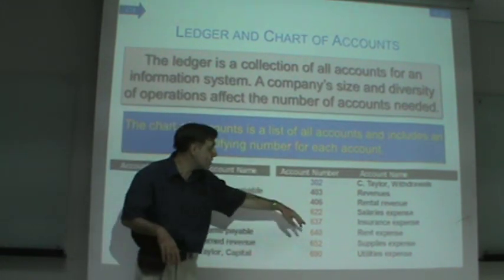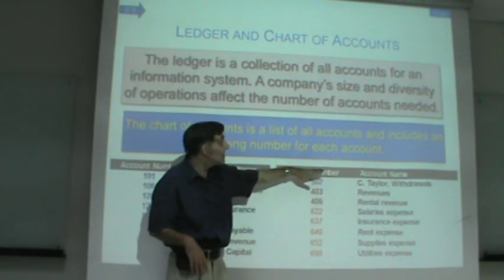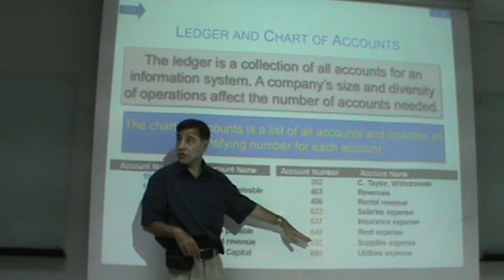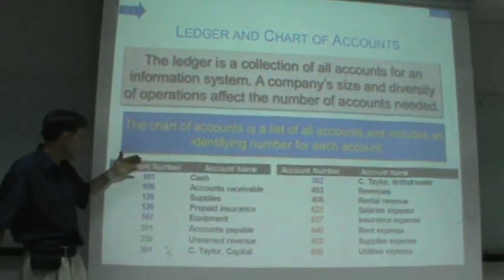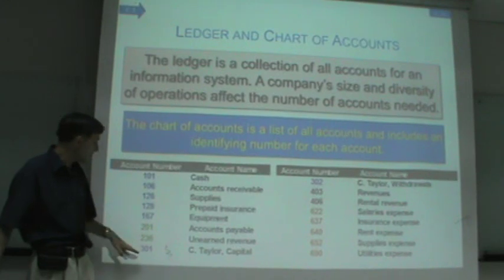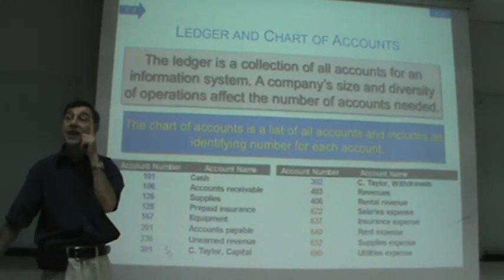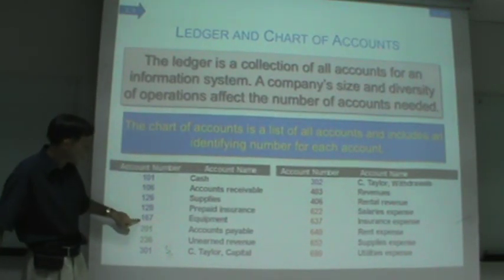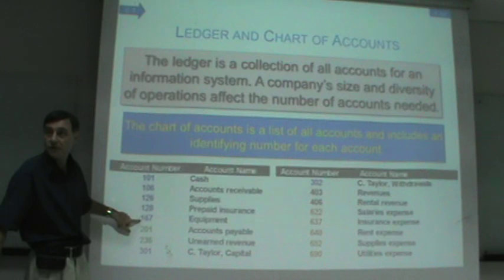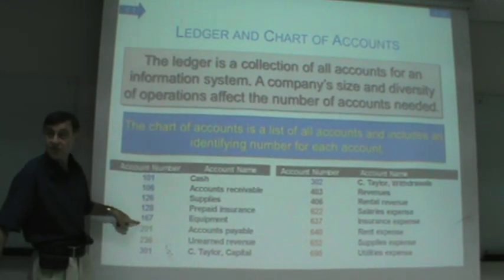And then you have another one like revenues, rental expense, salaries expense. These are the so-called revenue accounts and expense accounts. These are the asset accounts, liability accounts, and the capital accounts. Also notice a few other things. First one, they like the color. They put in the asset accounts with a blue color. And the asset accounts are usually 100 accounts.